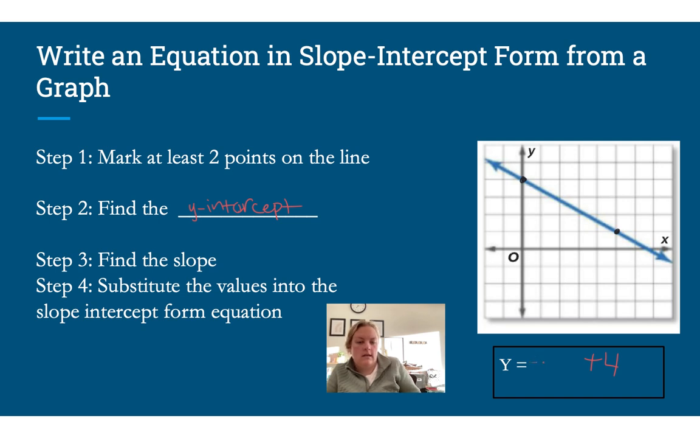So you're going to see here, I'm just erasing that little mark. My line is going down, so I'm going to have a negative slope that goes down 1, 2, 3, and to the right 1, 2, 3, 4, 5. So my equation would be y equals negative 3/5 x plus 4.